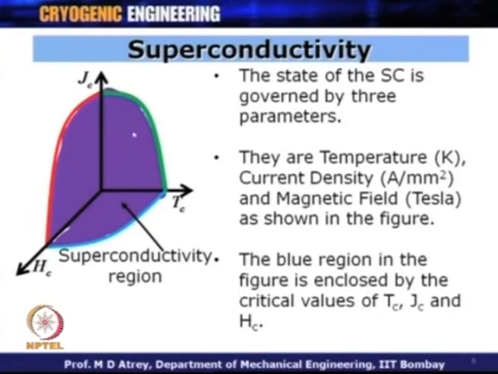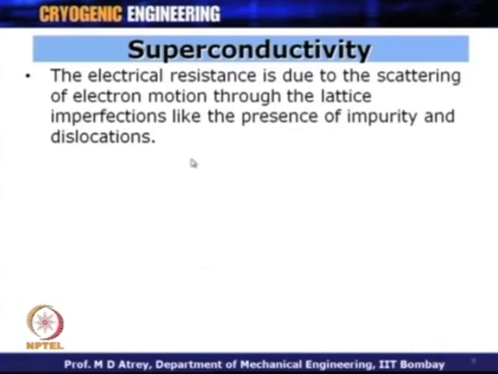Alright. So, this is a very important parameter, that if a material is superconducting, the current density cannot exceed Jc. As soon as one of the parameters is violated, the material ceases to be a superconducting material. Now, why does this happen? Let us understand in brief the reasons that a material becomes superconductive.